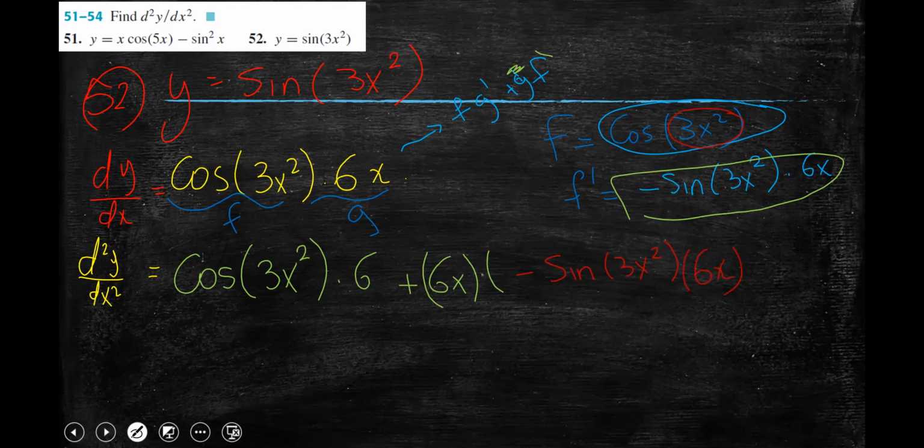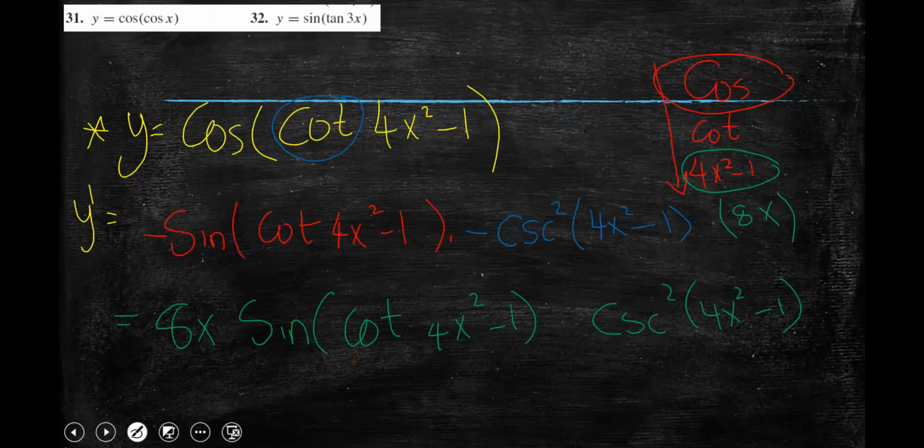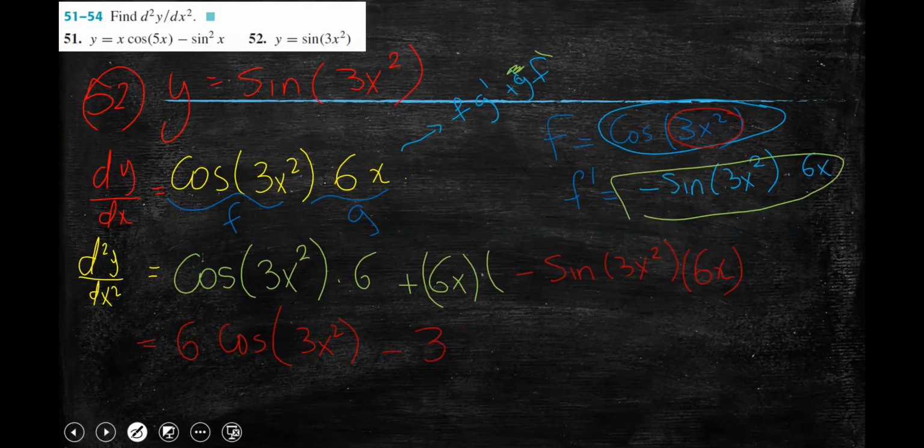Okay. Now let's simplify it. It is 6 cosine 3x squared. 6x times 6x is negative 36x squared times sine 3x squared.